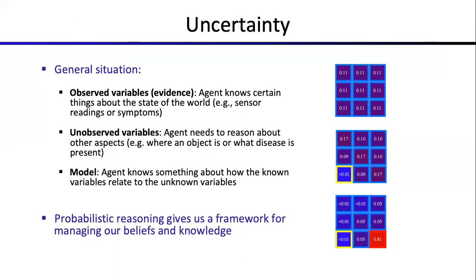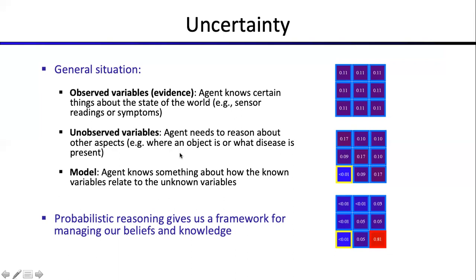So under uncertain situations, there are two types of variables that you have got. One is called the observed variables, which you can observe, and these are what you call evidences. You can use sensors to measure or find out those observed variables. An example is symptoms present in people suffering from certain diseases. Those are the observed variables.